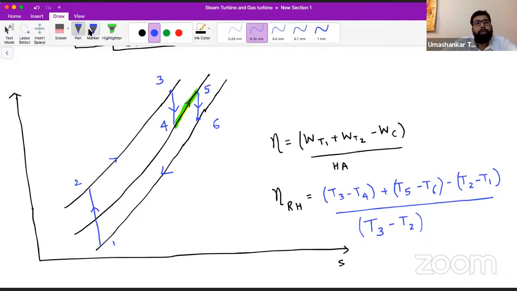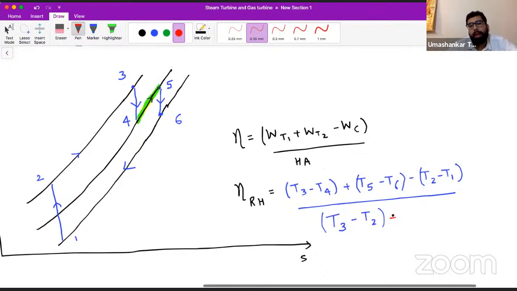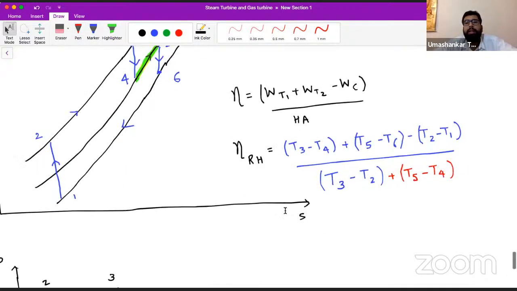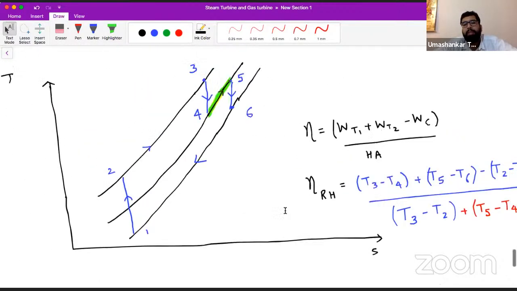So this kind of silly mistake sometimes happens. I am writing it with the red pen so you can recognize that there is some danger here, or there is a scope of mistake here. So do not forget this. Do not forget to write the heat addition in the reheater also. So we have the efficiency in the reheat cycle.